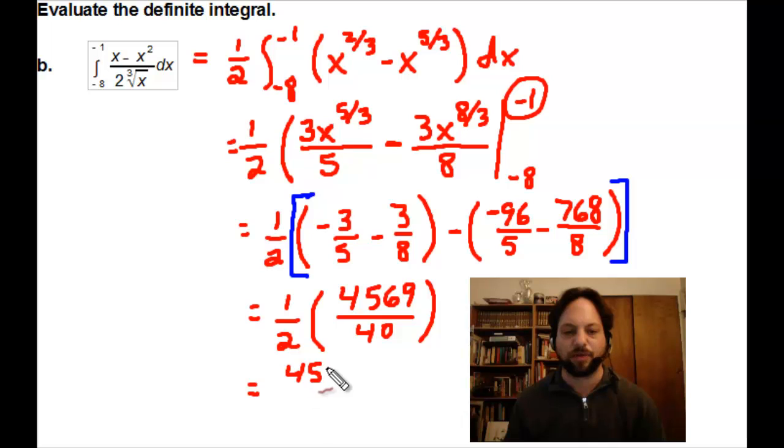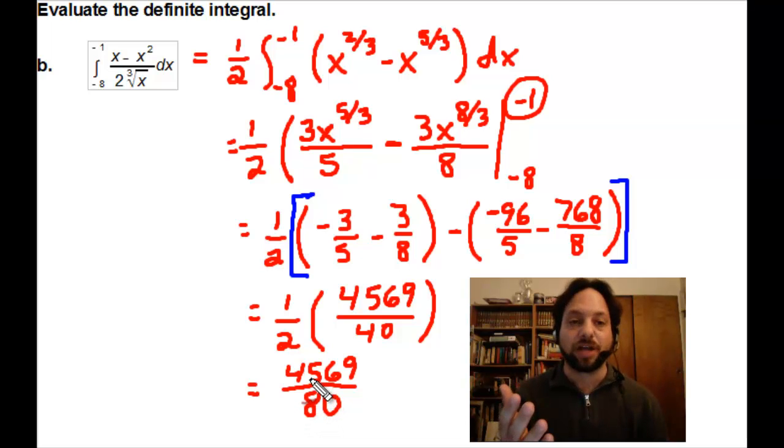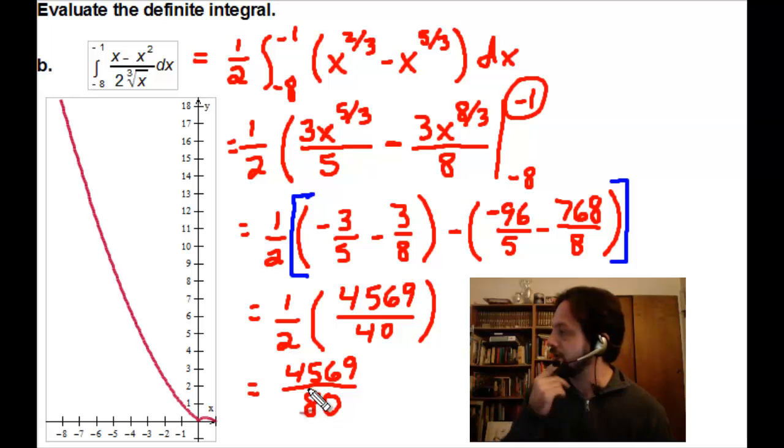That's simply going to tell me 4,569 over 80. So that is the evaluation of this definite integral. Now, what does this look like? Well, if we look over here, there's a graph of it.